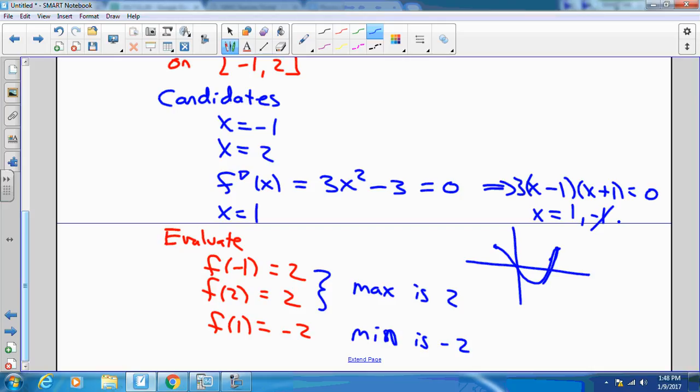So what about x equals -1? Because that's at an endpoint right here, it's also a critical point. Yes, that's right. But it's not local, because there is no open interval containing x equals -1 for my function in the domain.